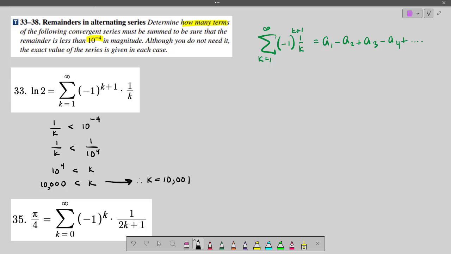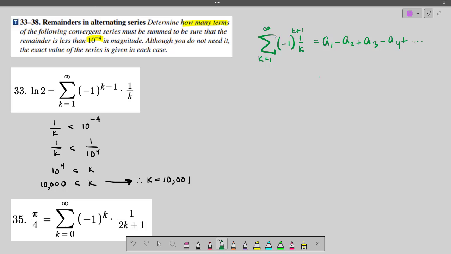Okay? This gets back to, where did you start your counting cycle from? Did you start from 0? Did you start from 1? Did you start from 5? So this k is not telling us the number of terms necessarily. It's telling us the index value that gives us a magnitude under 10 to the negative 4. So we have to look at our scheme and figure out what's happening.